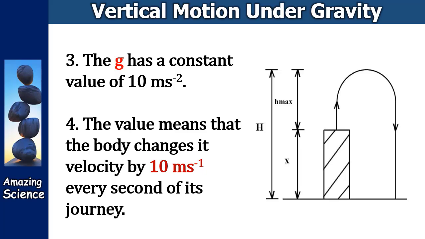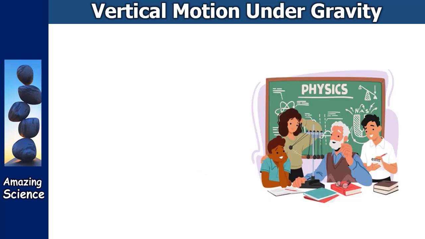In describing vertical motion under gravity, we use Newton's equations for uniformly accelerated motion. In our previous video, we covered Newton's equations for uniformly accelerated motion, so you can check that video out. The link is in the comment section as well as the description for you. Newton's equations of uniformly accelerated motion are basically three.